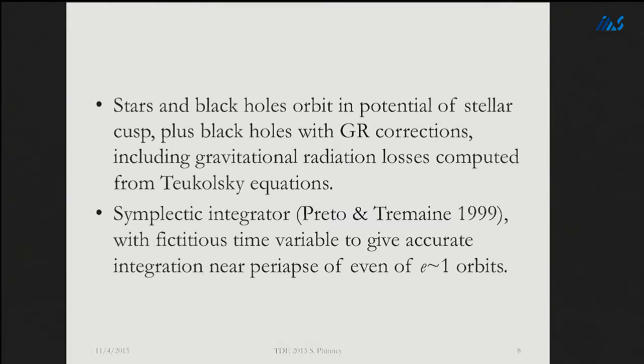So we put the stars and the black holes in the potential of the cusp, included the general relativistic precessions and gravitational radiation losses, because we were interested in EMRIs as well. We used a symplectic integrator with a fictitious time variable, so it's extremely accurate even for 0.59 eccentricity orbits.